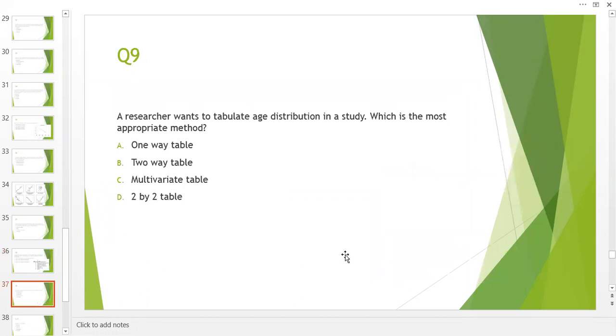A researcher wants to tabulate age distribution in a study. Which of the following is the most appropriate method? One-way table. Yes, the correct answer is one-way table, as there is a single variable the researcher wants to tabulate.